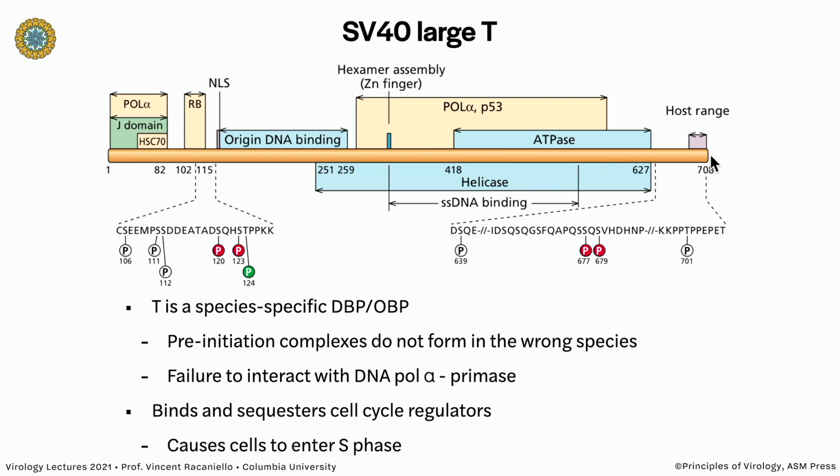So here's large T, 708 amino acids, and it has all kinds of domains in it. Here's the origin binding domain. It's a very specific part of large T that binds the origin. But we also have parts that bind Pol alpha. You can see one here and one here. It's the ATPase part, the energy hydrolysis part, the ATP hydrolysis part that's needed for the unwinding.